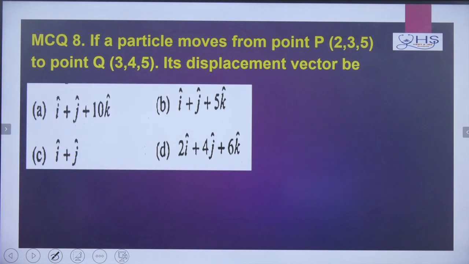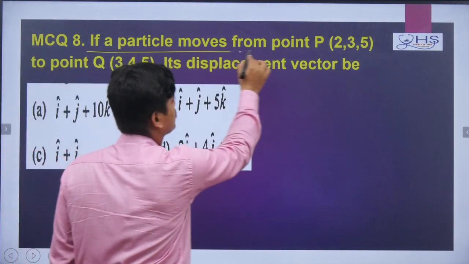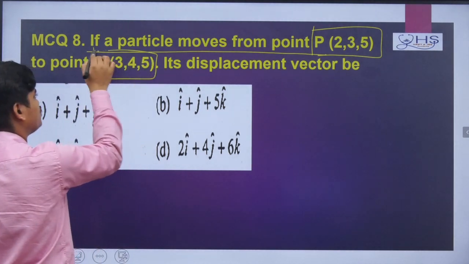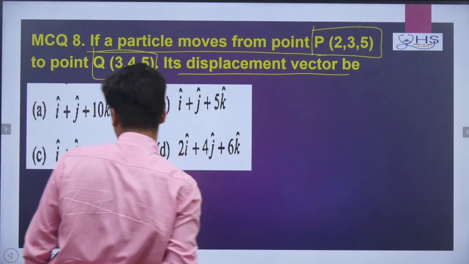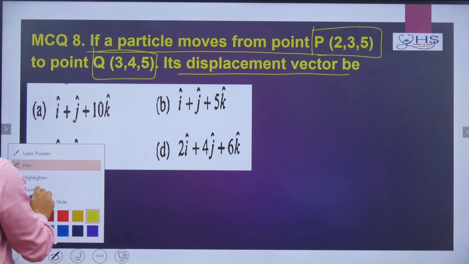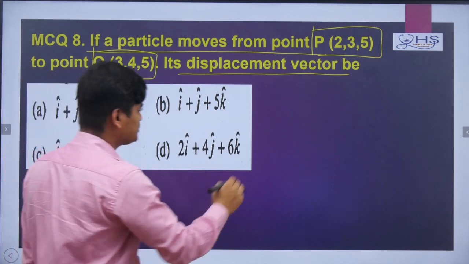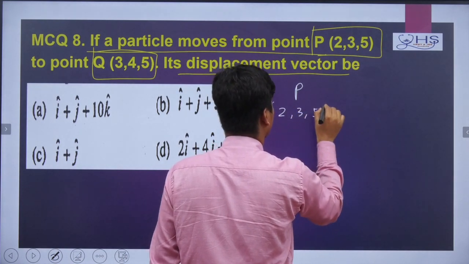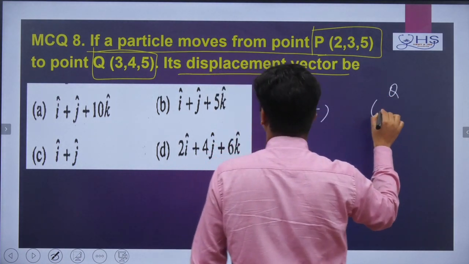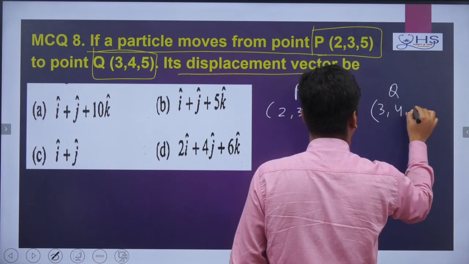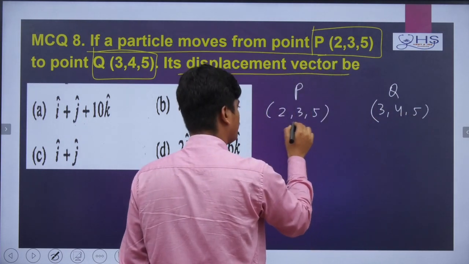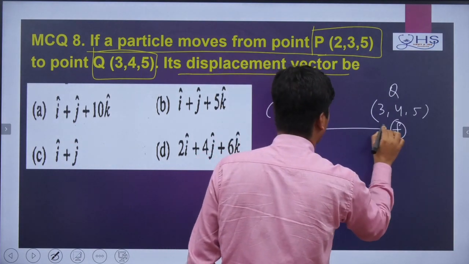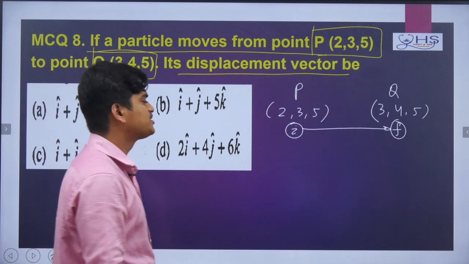Okay, come to the next question. If a particle moves from a point P, given as (2, 3, 5), to a point Q, given as (3, 4, 5), what is its displacement vector? It is a simple question. Here a particle is moving from P, the initial point, to Q, the final point. You need to find the displacement vector.